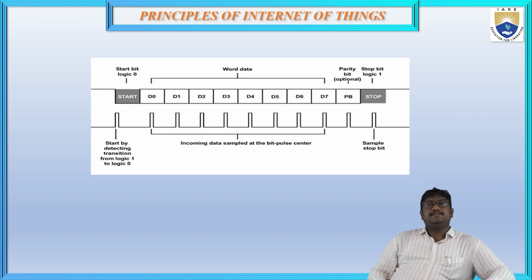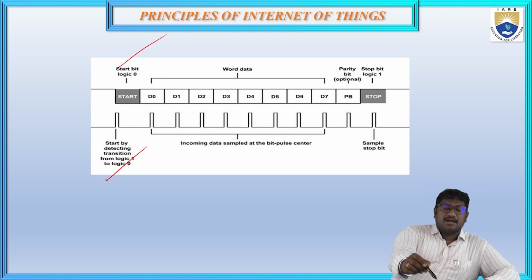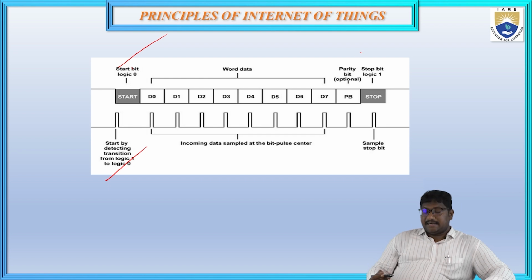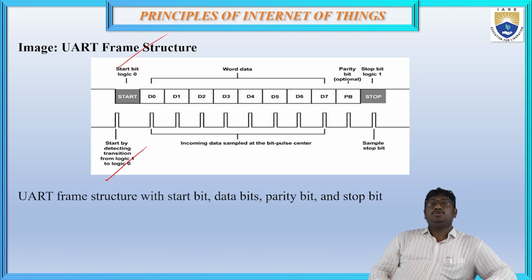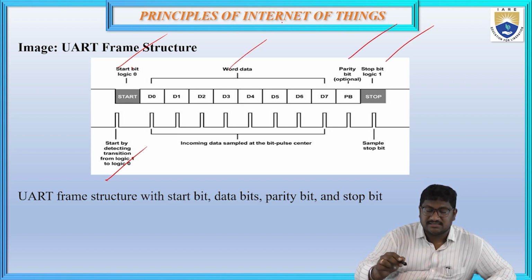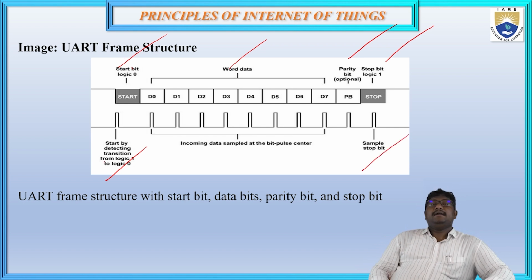See how the data is going to be processed, how the things exist in UART. Here, start by detecting the transition from logic 1 to logic 0. Here, the start bit is transmitted, then the data word with parity bits, XON, XOFF. This is how the things are. This was the UART frame structure. Here, I am showing you the structure with start bit, data bits, parity bit, as well as stop bit. This is the parity bit, this is the stop bit, this is the data word, and this is the start bit. These are the things which exist in this UART frame.